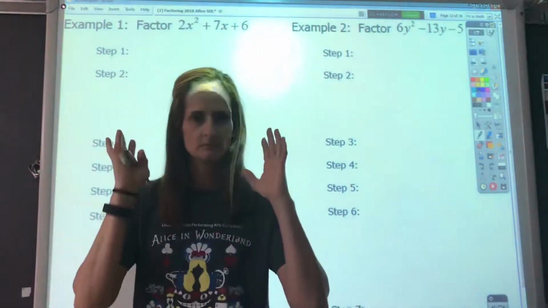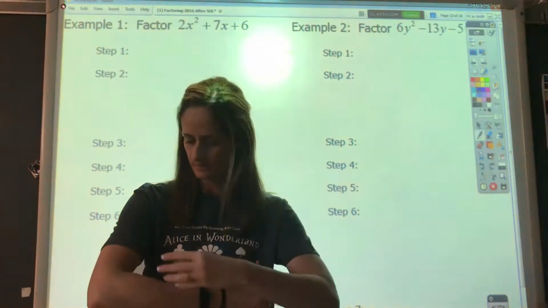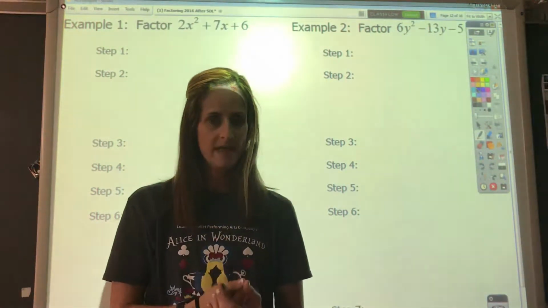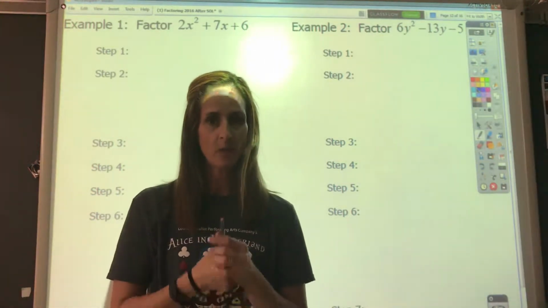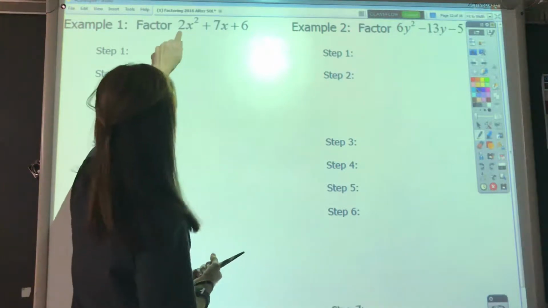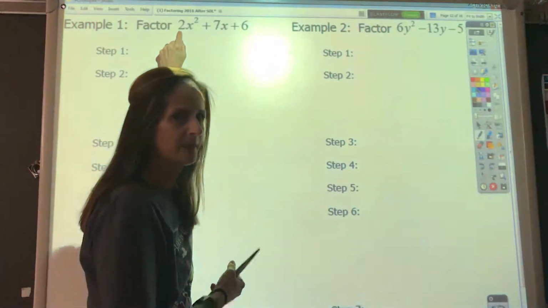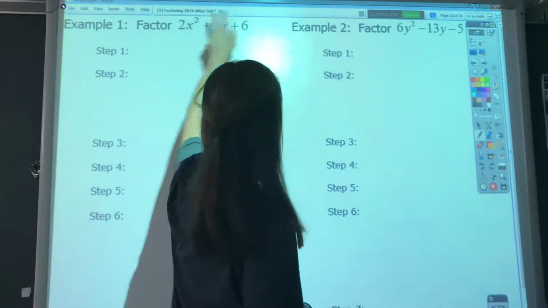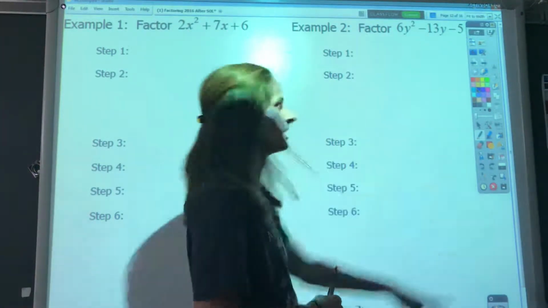So where I'm at right now is, you guys know how to factor a trinomial where a, or the number in front of x squared, is 1, okay? We want to do problems where a, the number in front of x squared, is something bigger than 1, something other than 1, right? So we have 2, and this example is a 6, okay?